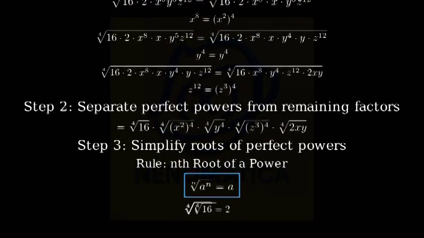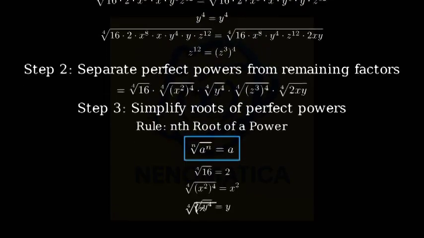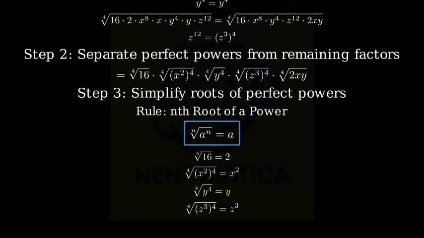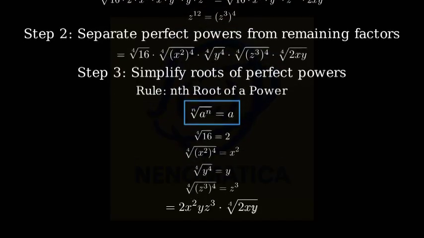So the fourth root of 16 equals 2, the fourth root of x squared to the fourth power equals x squared, the fourth root of y to the fourth power equals y, and the fourth root of z cubed to the fourth power equals z cubed. This gives us 2x squared y z cubed times the fourth root of 2xy. Now, let's move to our second problem.